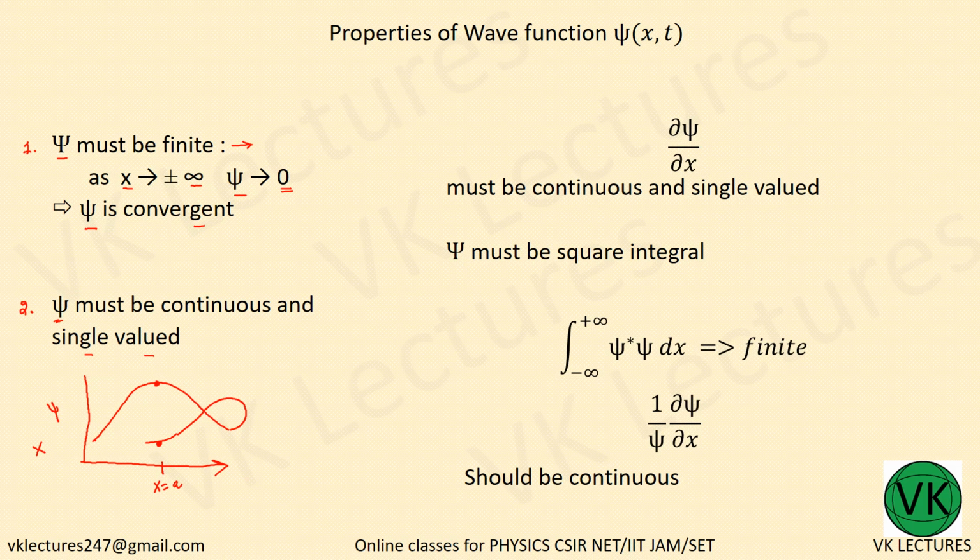Now this is the third point. The first derivative, the partial derivative of psi with respect to x, dou psi by dou x, should be continuous and again single valued. That means the first derivative, which is nothing but the slope of the wave function, has to be continuous and single valued.